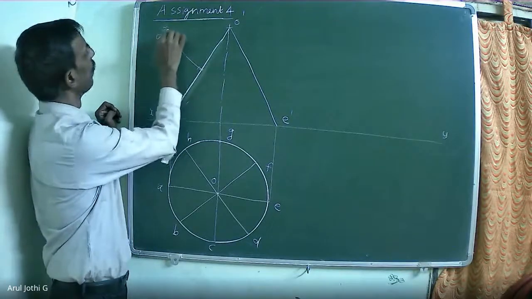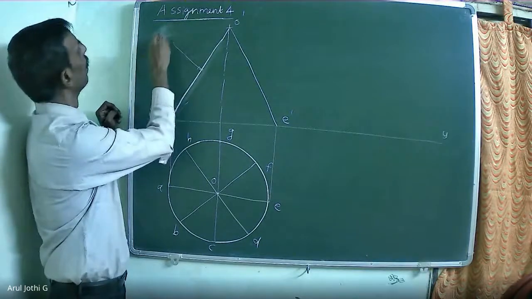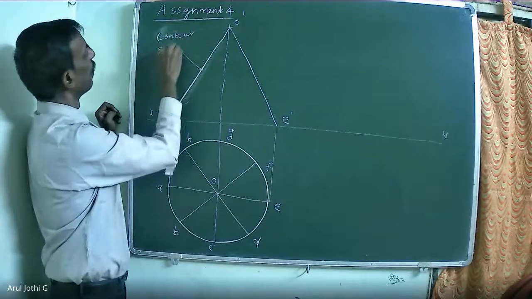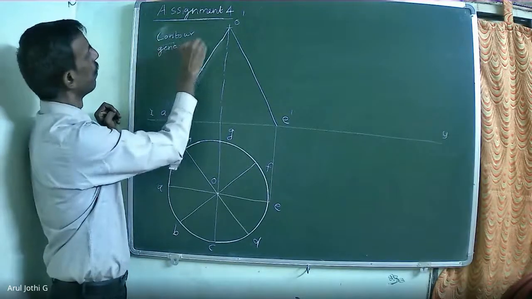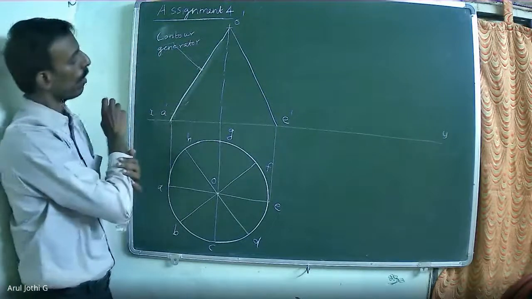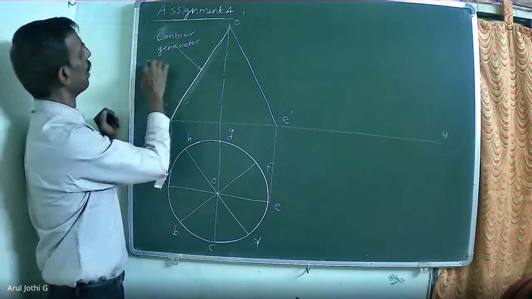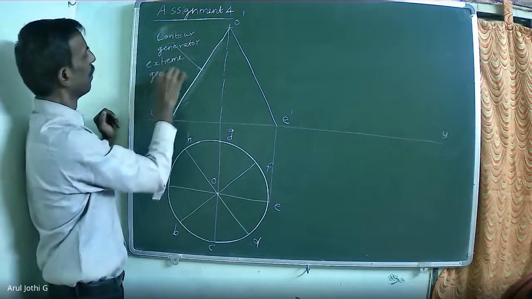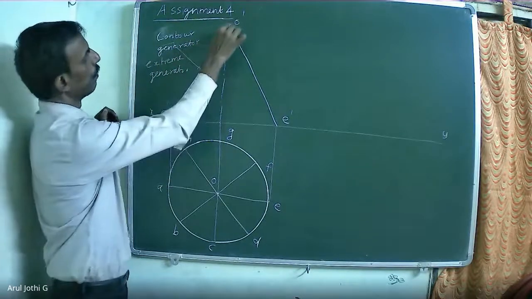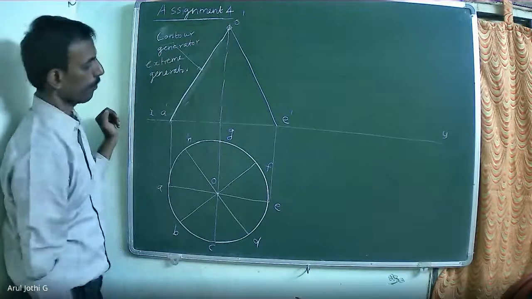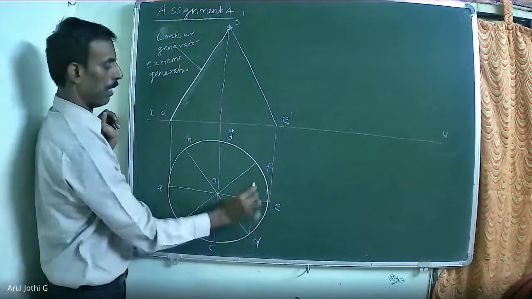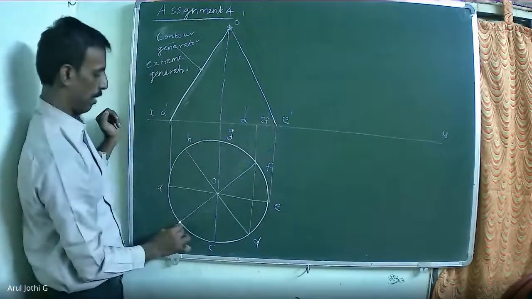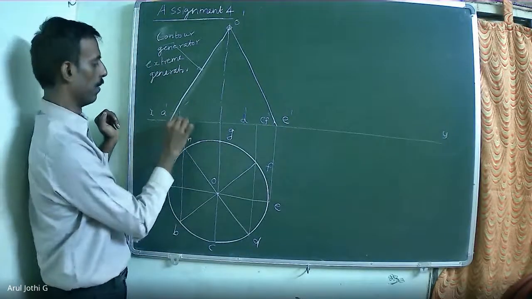This generator will be called the contour generator. Contour generator means forming the shape of the outer cone, also called the extreme generator. This point will be apex point O. Now draw the remaining generators D and F. Similarly B and H.